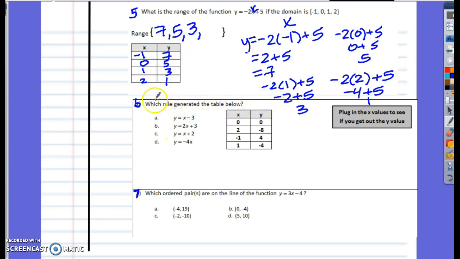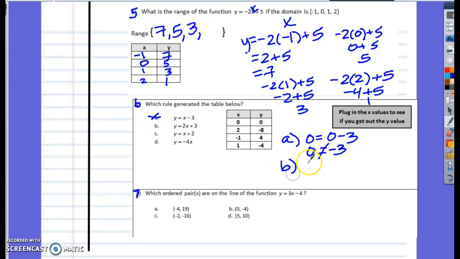Alright, so number 6. Which rule generated the table below? Take your x values and plug them in, see what works. So A. If we plug in 0 for y and 0 for x, because the first ordered pair is (0, 0). Let's see if that works. 0 equals -3. Nope, not true. So A is not correct.